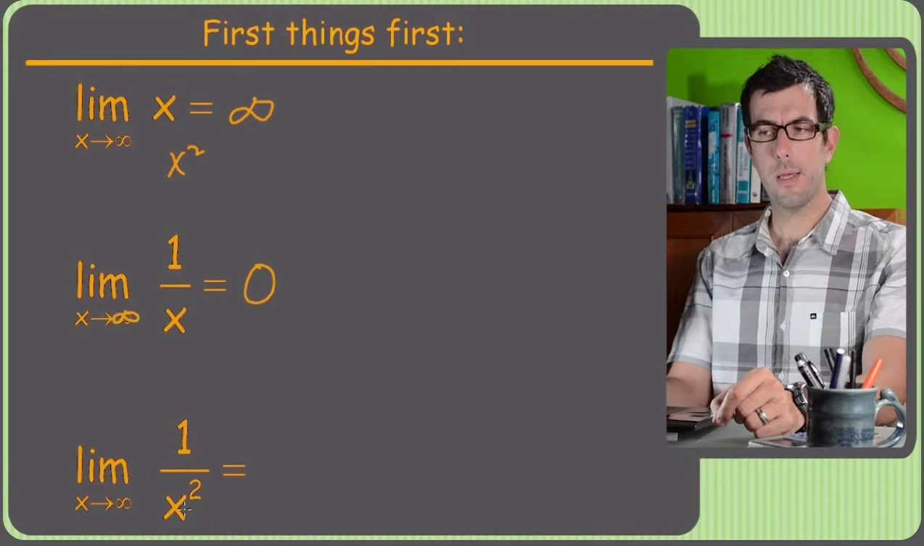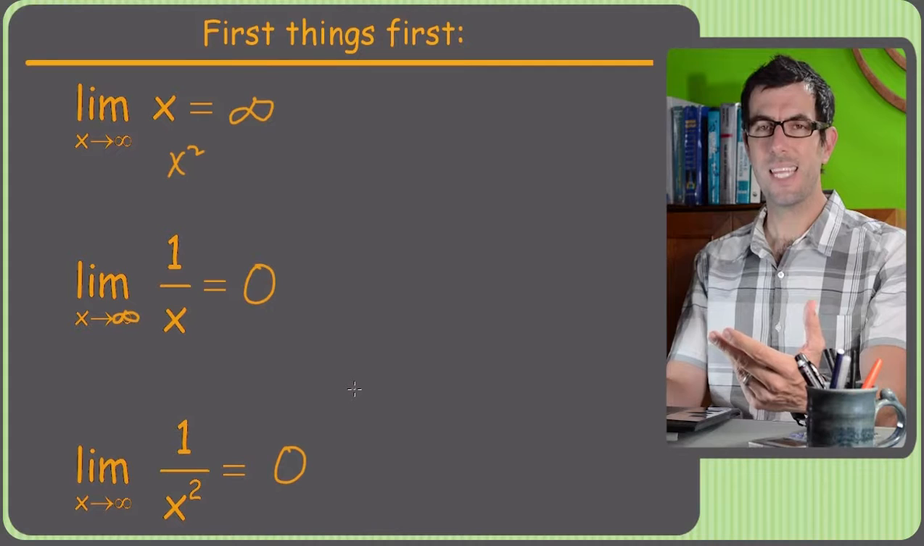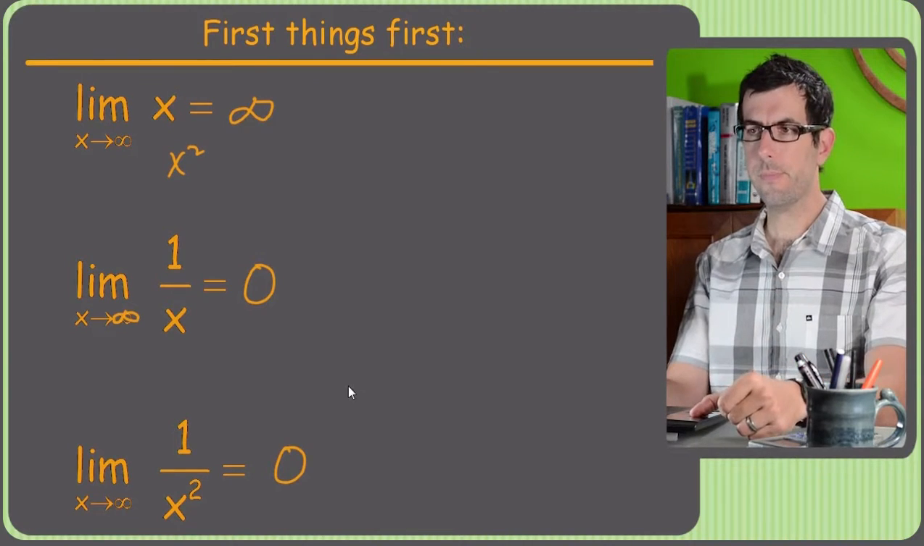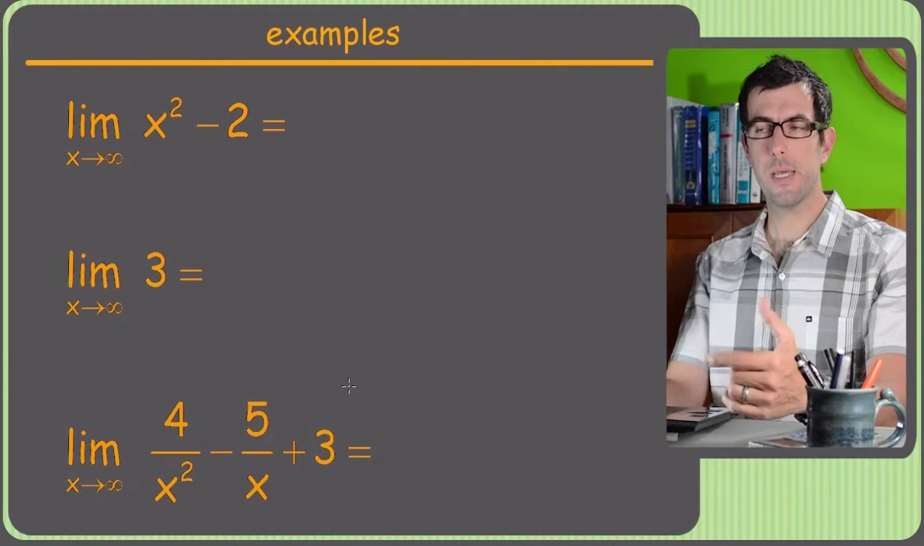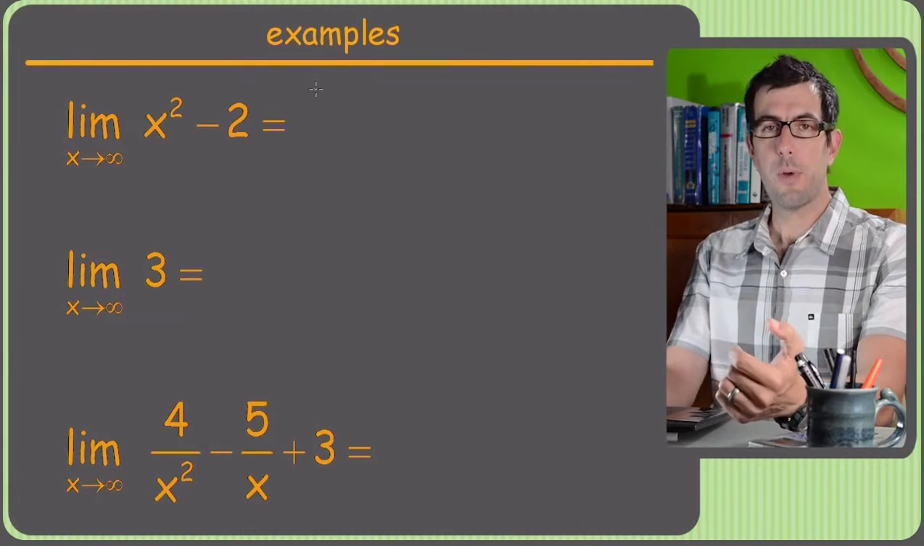1 over x squared, the limit is 0. 1 over x cubed, the limit is 0. The pattern is anytime there's an x downstairs of a fraction and x is going towards infinity, that fraction is going towards 0. So obviously those are a little bit simplistic. This is the kind of thing you're more likely to see, either separately or as part of a bigger problem.